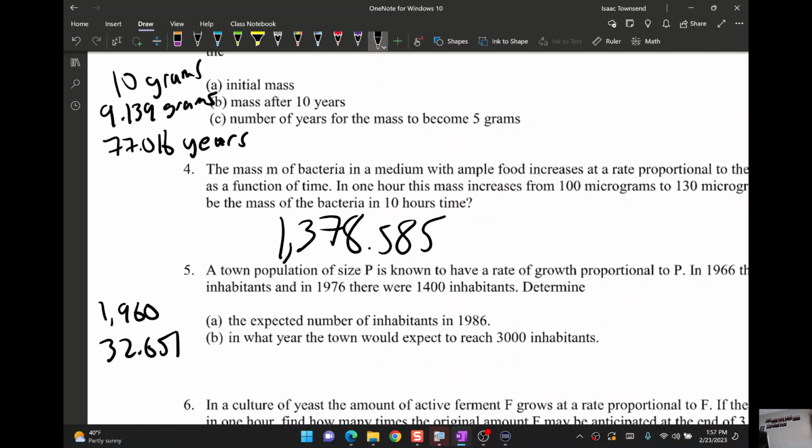If it's doubling in 1 hour, does that mean it doubles every hour? Could you assume that? I think since it's constant, it's proportional to the rate, but I don't know if I would go with that. I think I would work it out. Okay. I think you might be right, but I'm not 100% confident.